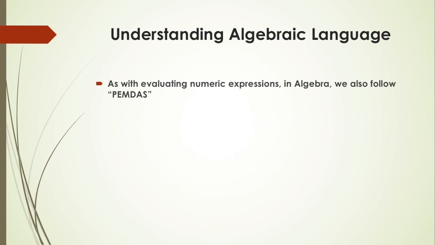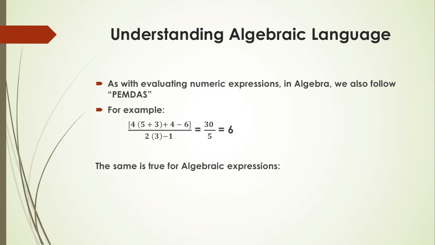As with evaluating numeric expressions, in algebra we also follow the rules of PEMDAS. For example, 4 times the quantity 5 plus 3 plus 4 minus 6, all over 2 times 3 minus 1, would give us 30 over 5, which is 6. The same way we solve this numeric expression, we're going to solve algebraic expressions.